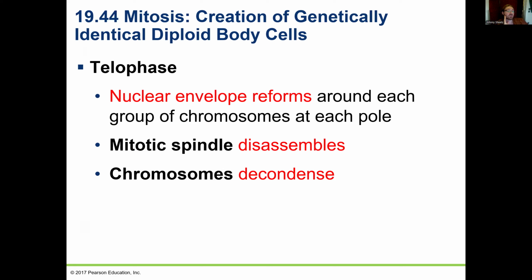The next stage is telophase, and this is when the nuclear envelope reforms around each group of chromosomes at the pole, and then the chromosomes start to decondense, and the mitotic spindle gets absorbed for nutrients, and the cell resumes its function, or begins its function, depending.